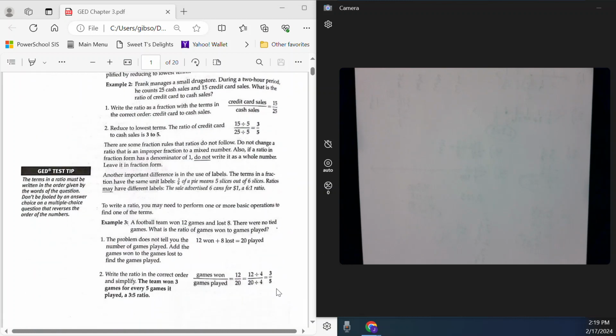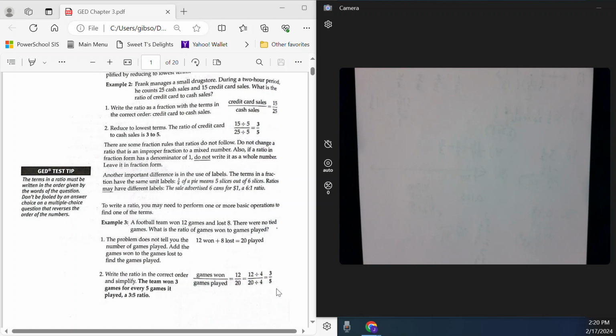Now, there are some fraction rules that ratios do not follow. Do not change a ratio that's an improper fraction to a mixed number. Also, if a ratio in fraction form has a denominator of 1, do not write it as a whole number. Leave it in fraction form. But there's one other thing, unless the directions tell you otherwise, you still have to simplify the fraction. So you still do simplify. You just would not rewrite it as a mixed number, or if it's in fraction form, you would leave it as divided by 1 if that turns out to be your answer.